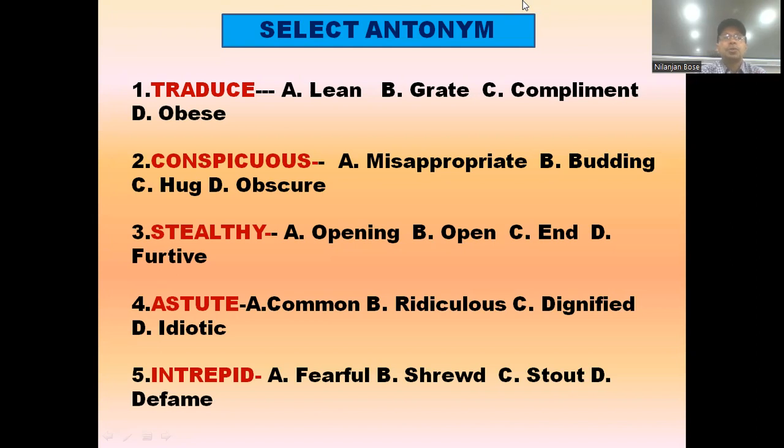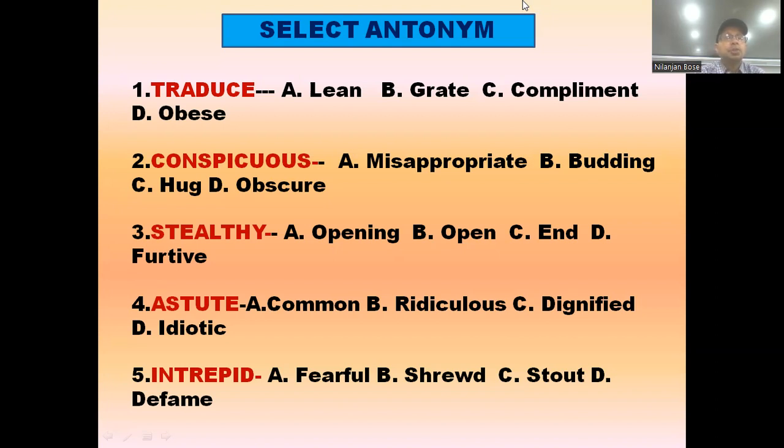Going to the options, the first option is lean, the second one is great, the third one is compliment, and the fourth one is obese. Straight away you will come to the answer, that option C, compliment मतलब किसी का प्रशंसा करना. So traduce का basically opposite word क्या हुआ, antonym क्या हुआ? That should be compliment, means appreciate. Lean मतलब क्या होता है? लीन मतलब होता है बहुत लीन एंड थिन पर्सन, हम लोग नहीं बोलते हैं दुबला पतला. ग्रेट मतलब किसी चीज को कट करना. ओबेसिटी से ओबीस बना है. सो द करेक्ट आंसर विल बी ऑप्शन सी.